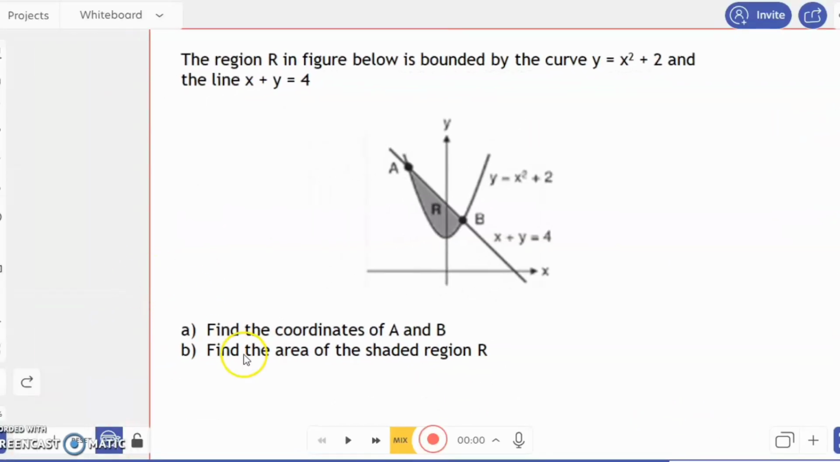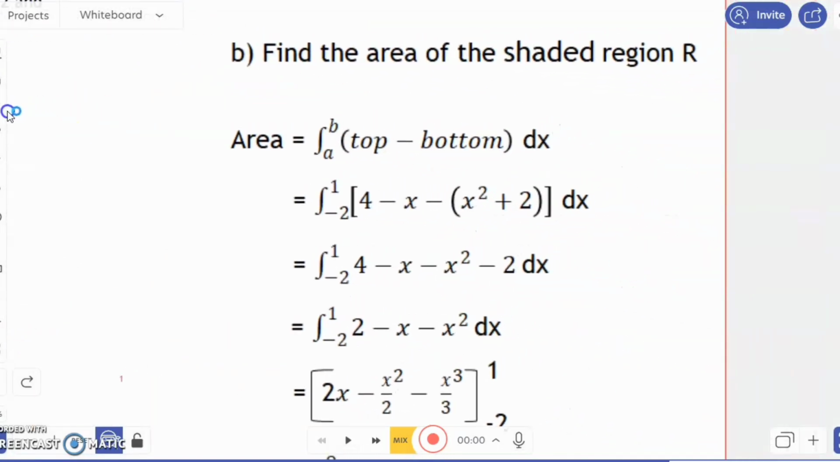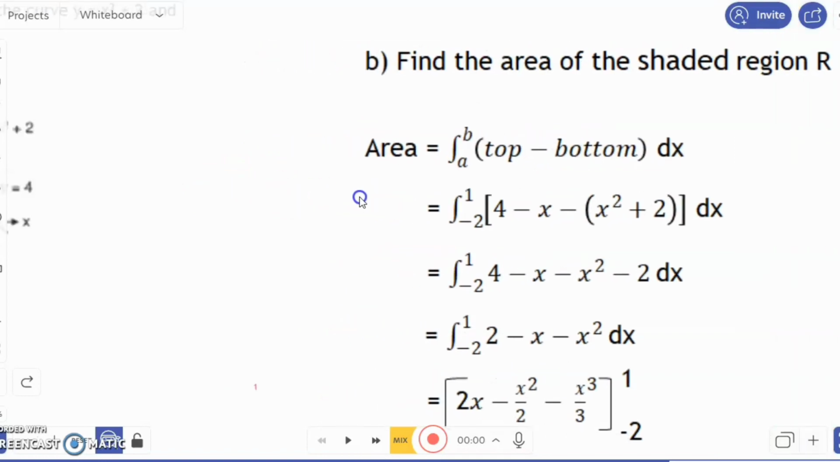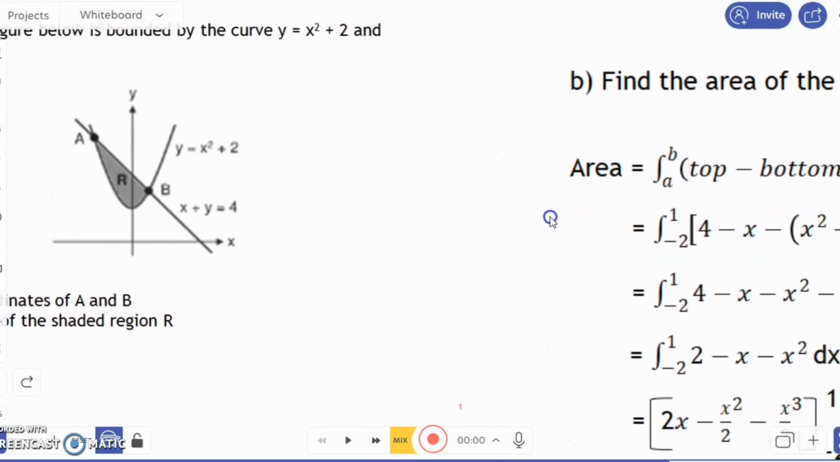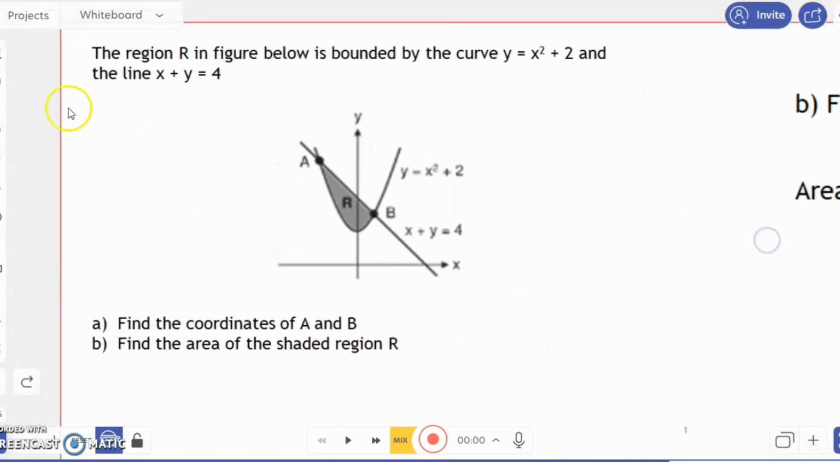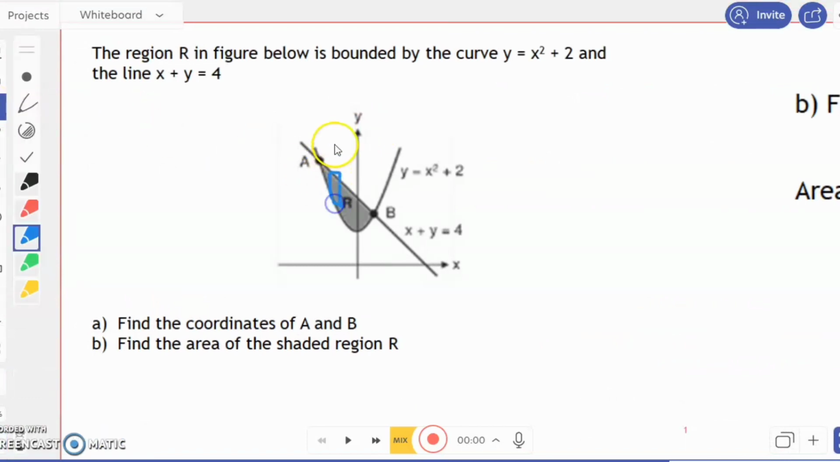Question B. Find the area of the shaded region R. We want to find the area in the shaded region. So the formula is area equal to integrate A until B, top minus bottom, dx. To find the top and bottom functions, we can draw a rectangle here. So this is the top and this is the bottom.